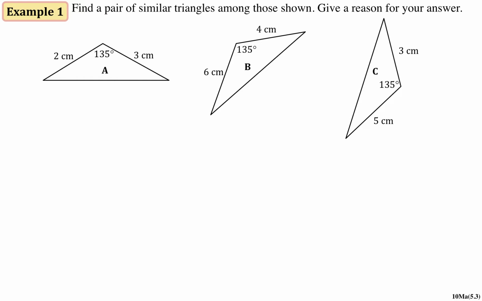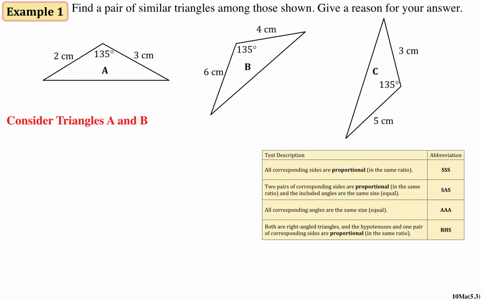So I'm just going to start by comparing A to B. Now, here's my little table, remember? So I can use any one of these 4 approaches to prove things are similar. Let's have a look. If I'm comparing triangles A and B, they both have a 135-degree angle. So an angle could work. I don't have any other angles, so I can't use triple S for 3 sides. I can't use 3 angles. I can't use right angle. It has to be side angle side.